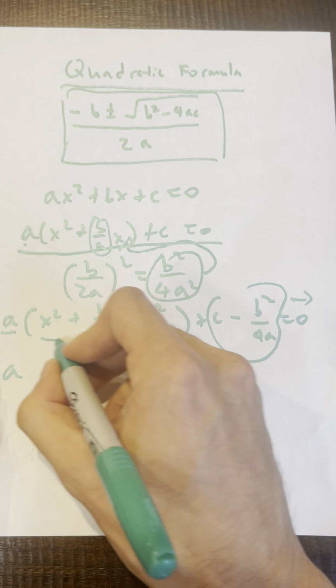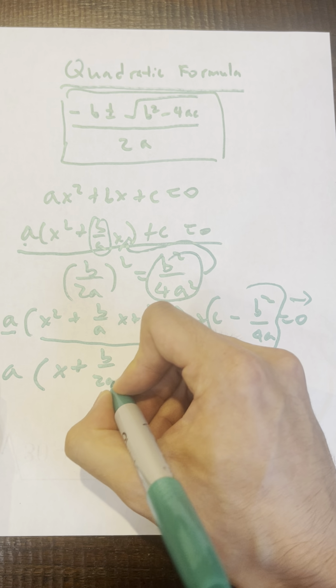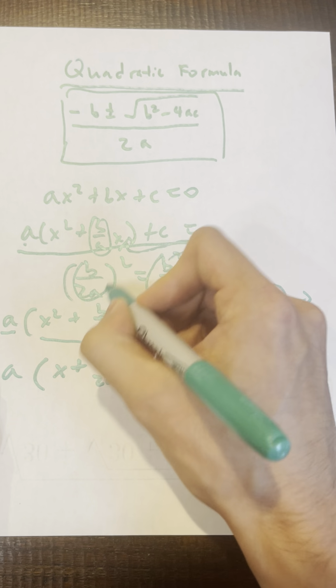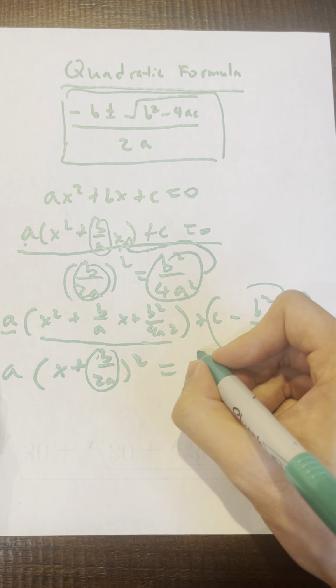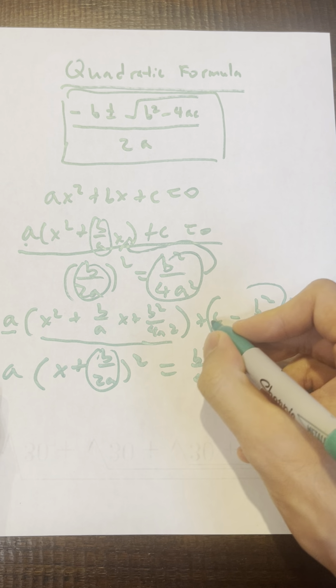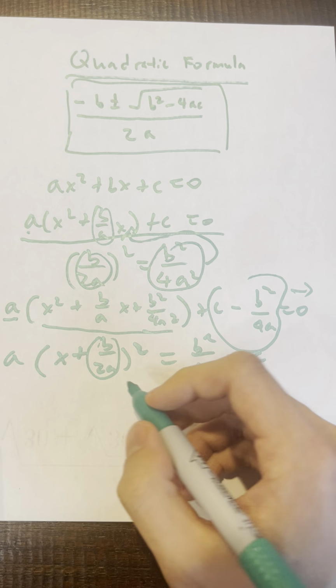And I'm also going to condense this. So the way I condense it is x plus b over 2a, squared. So basically this thing goes over here. And then, okay, so this goes to the other side. So I have to add b squared over 4a, and then I subtract c. Okay, and then I'm going to divide both sides by a.